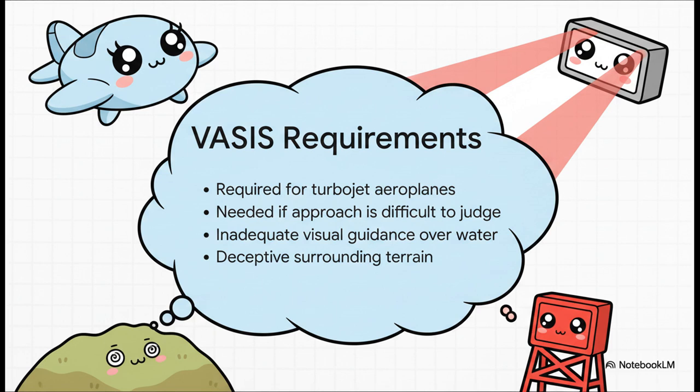It's also absolutely required if a pilot might struggle to judge the approach visually, say for instance when you're flying over featureless terrain or deceptive sloping ground. Finally, if there are serious hazard objects in the approach area or at either end of the runway that risk undershoots or overruns, a VASIS isn't just a nice-to-have feature. It is a mandatory regulatory lifeline.